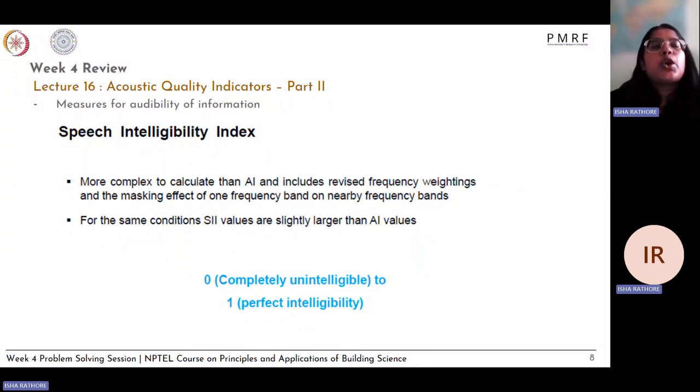So this is more complex to calculate than the articulation index, and it includes device frequency weighing and the masking effect of one frequency band over the other or nearby frequency bands. For the same condition, SII values are slightly larger than articulation index or AI values. Zero SII corresponds to a completely unintelligible sound environment, whereas one is for a perfectly intelligible sound environment.